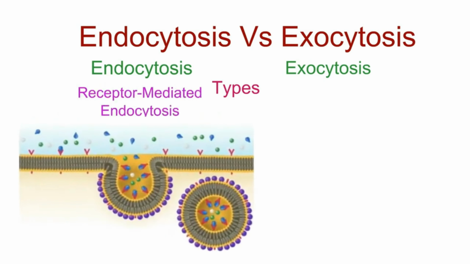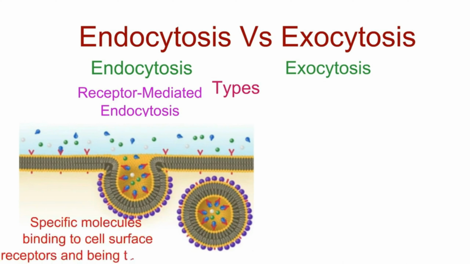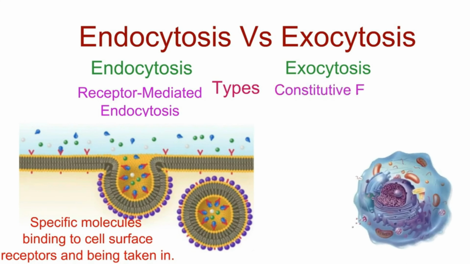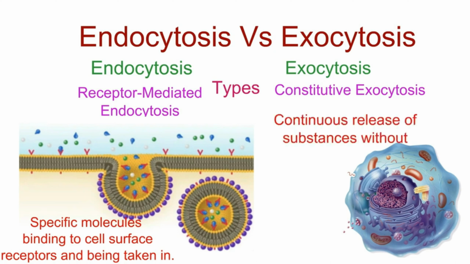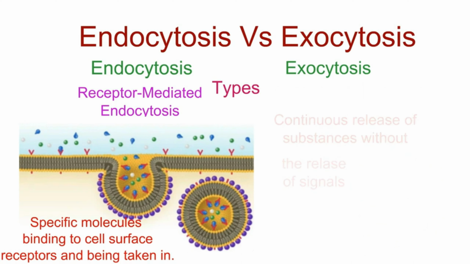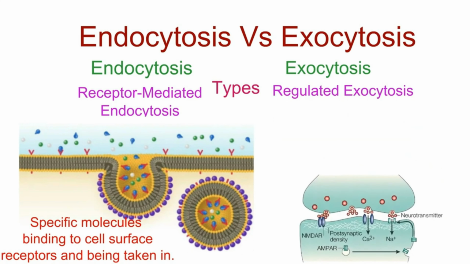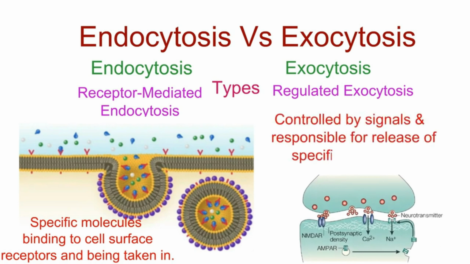Receptor-mediated endocytosis involves specific molecules binding to cell surface receptors and being taken in. Constitutive exocytosis involves the continuous release of substances, like waste and membrane components, without needing specific signals. Regulated exocytosis is controlled by signals or stimuli and is responsible for the precise release of specific substances, like neurotransmitters.